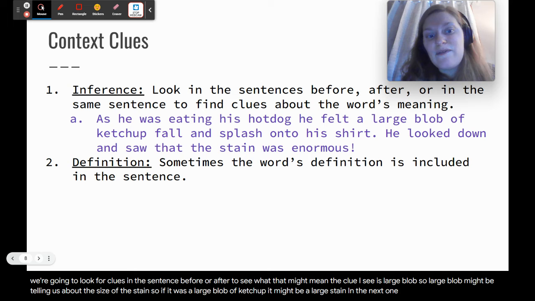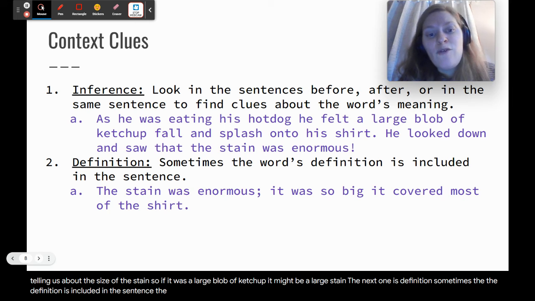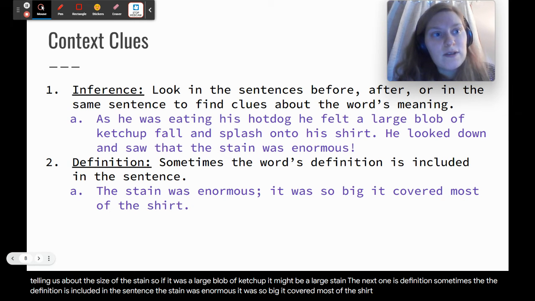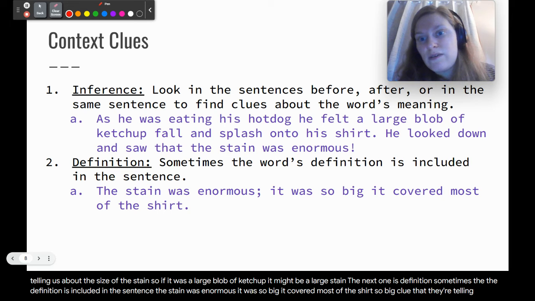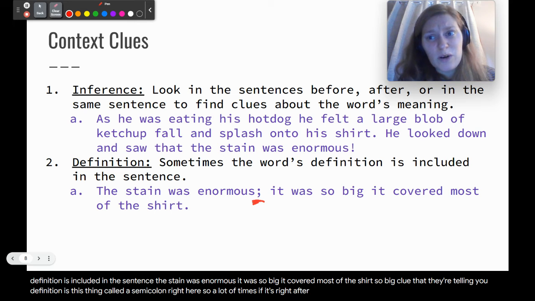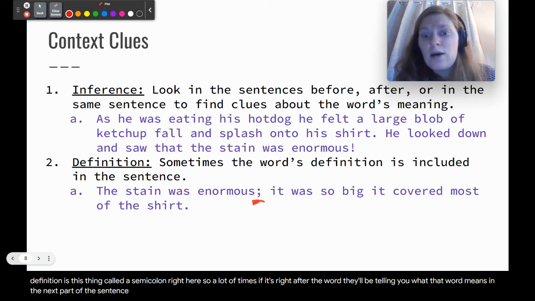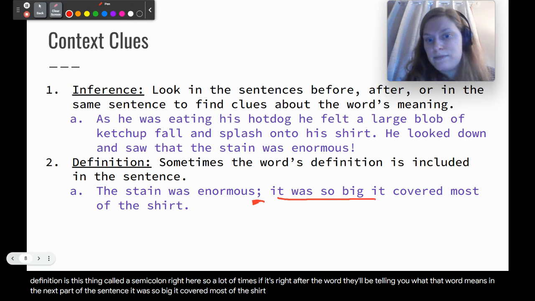Okay, the next one is definition. Sometimes the definition is included in the sentence. The stain was enormous; it was so big it covered most of the shirt. So a big clue that they're telling you definition is this thing called a semicolon right here. So a lot of times if it's right after the word, they'll be telling you what that word means in the next part of the sentence. It was so big it covered most of the shirt. So this is a big stain. It's enormous.